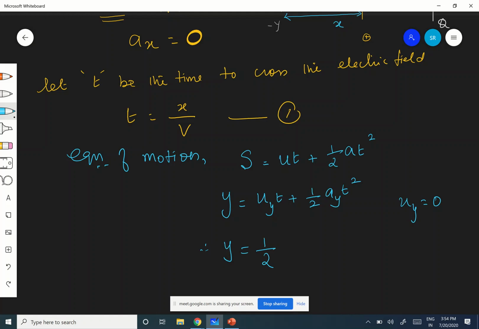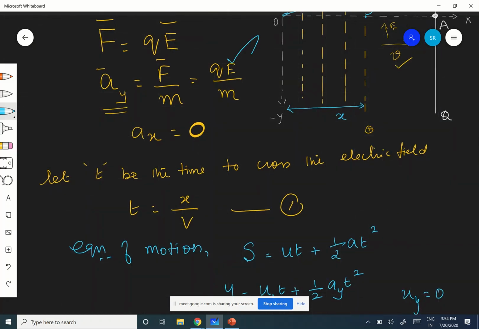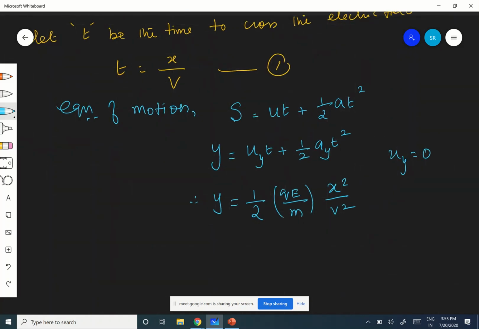What is your ay here? ay is equal to qE by m. Just now we have seen, ay is equal to qE by m. Therefore substitute here, qE by m into t squared. t is x by v, so t squared is x squared by v squared. Is it clear, children? Therefore, x squared is equal to 2mv squared by qE into y. Very important relation.